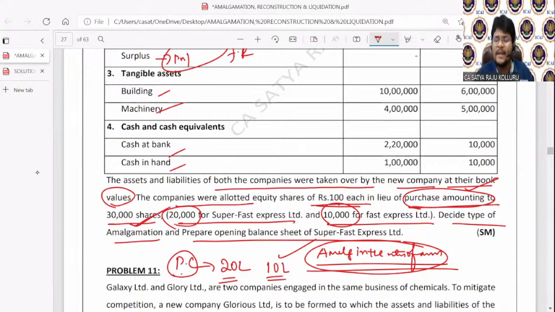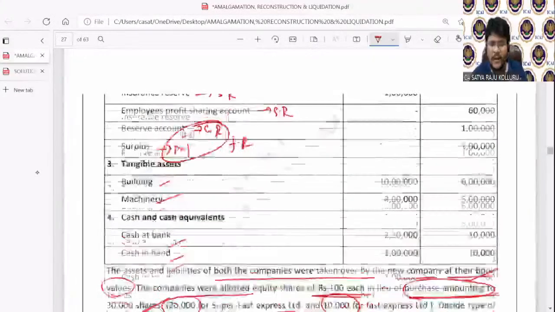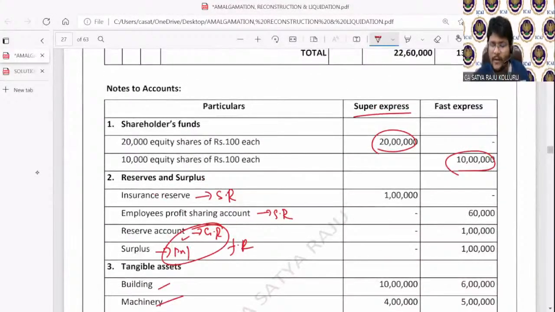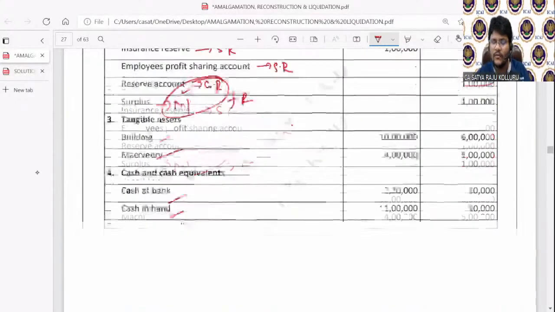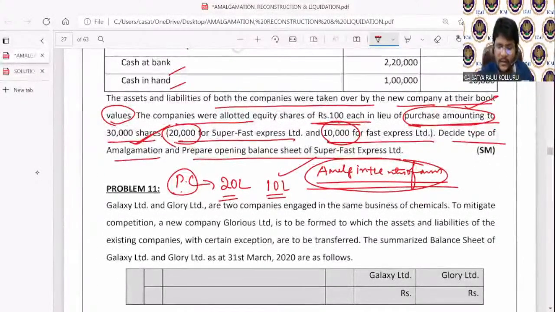Sir, what is the NAV of such selling companies? You know, in case of merger, NAV of the selling company is nothing but the share capital of the selling companies. If you observe, share capital of the selling companies is 20 lakhs and 10 lakhs only, which is nothing but NAV. While comparing PC with NAV, no profit, no loss. No need to recognize loss on acquisition. No need to recognize profit on acquisition, because no profit, no loss.